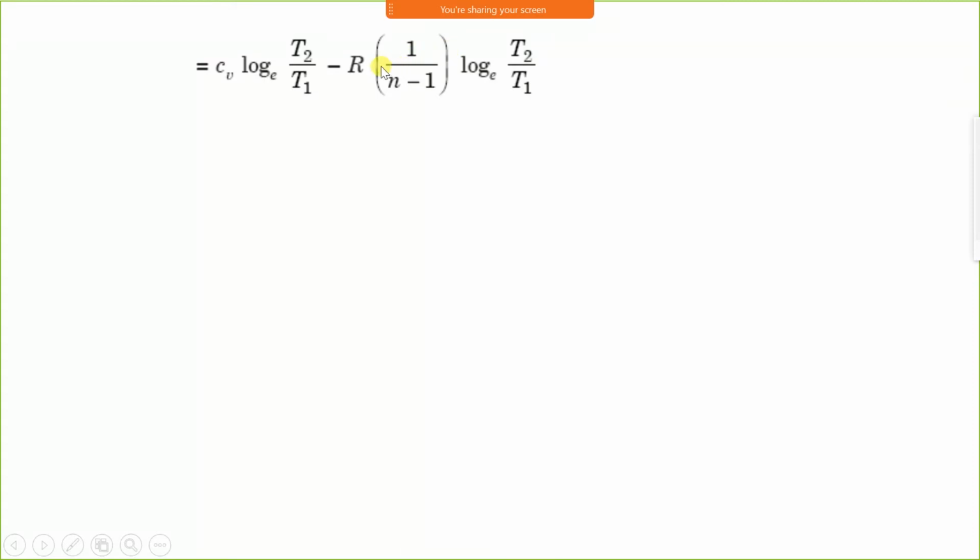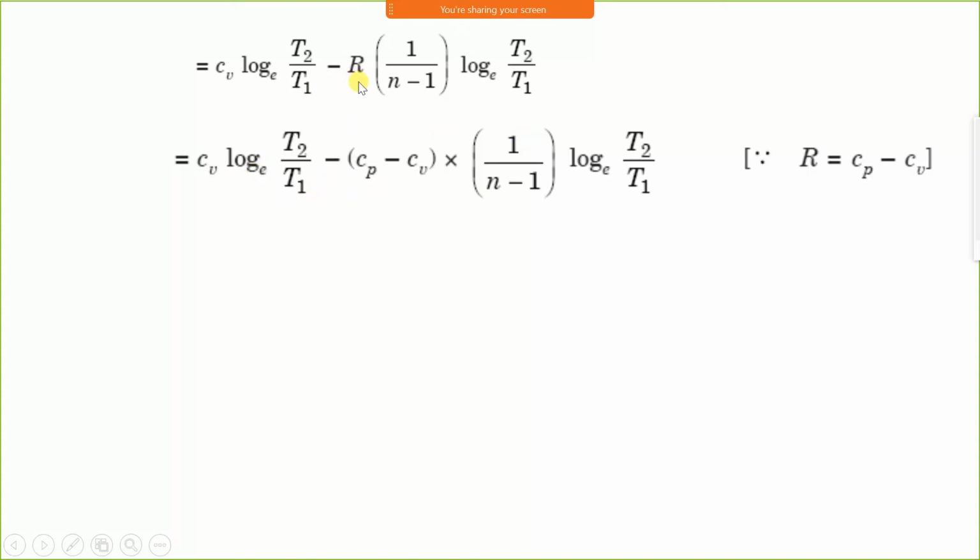If you have taken minus 1 below, then Cv log base e T2 by T1 minus R 1 upon n minus 1 log base e T2 by T1, because we have to make this term log base e T2 by T1 common. Now R is equal to Cp minus Cv. We know that the relation between Cp, Cv and R is R equal to Cp minus Cv. Therefore, the equation will be Cv log base e T2 by T1 minus Cp minus Cv, 1 upon n minus 1 log base e T2 by T1.